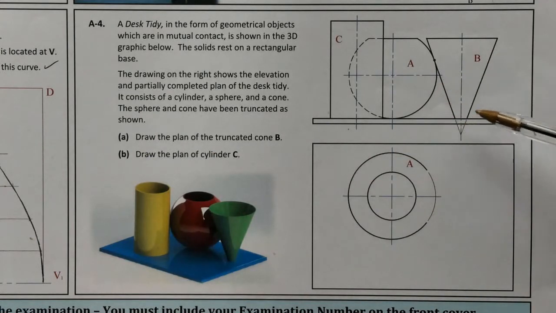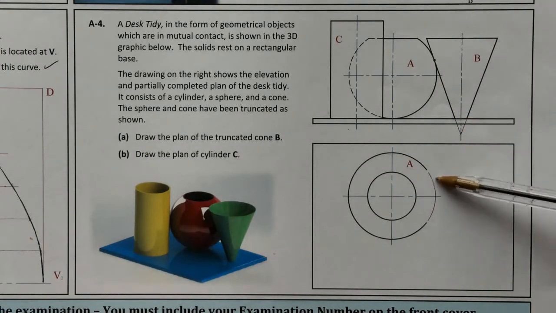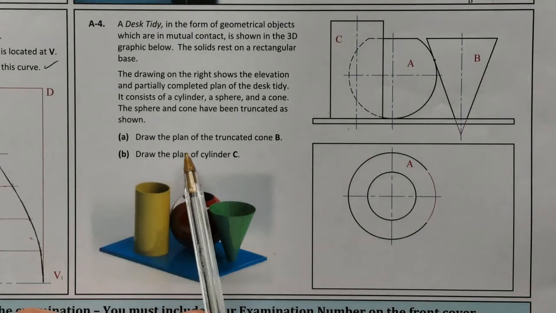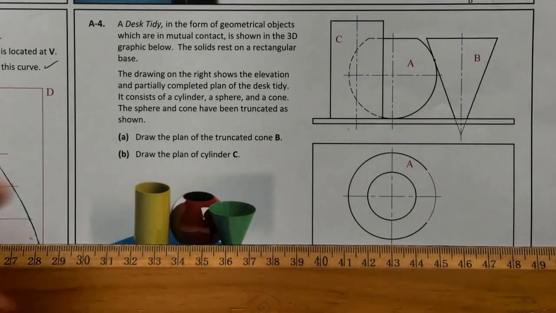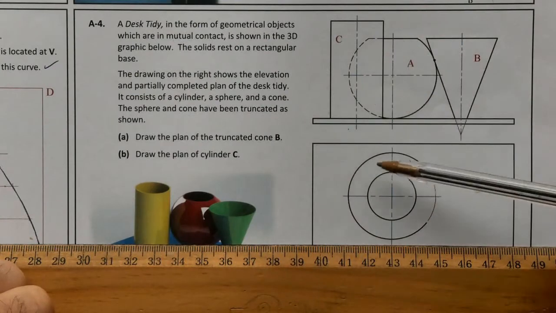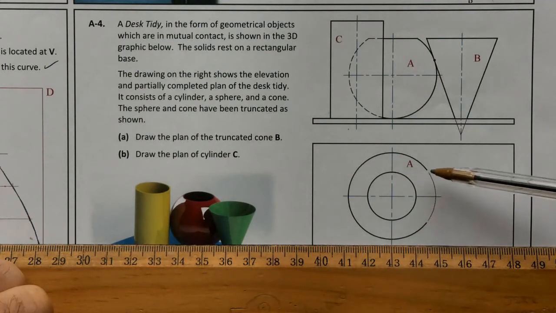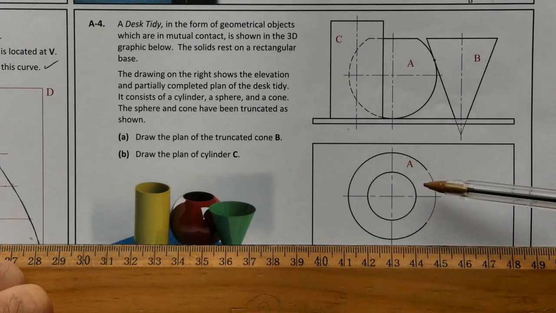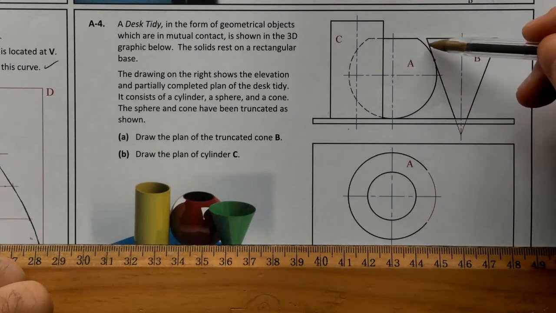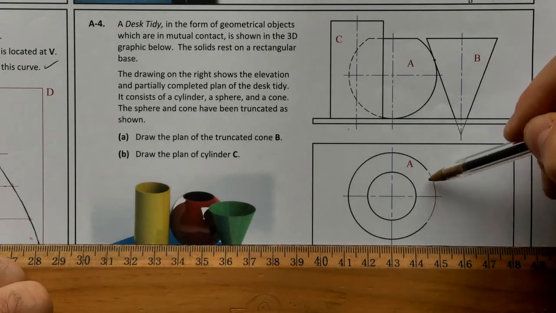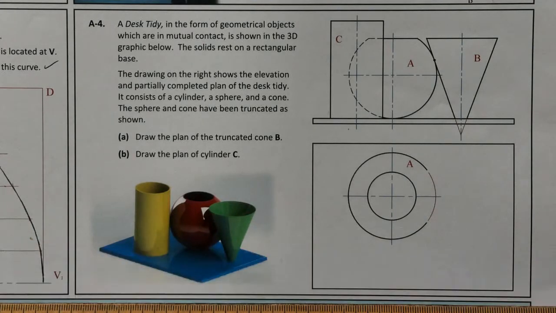What we have to do is draw the plan of cone B down here. And part B, draw the plan of cylinder C in its correct position down here as well. This is actually solids in contact. We have sphere A in its elevation, and we also have it in the plan view. They've left us a little gap here, because in our elevation, when we look down on top of it, our cone is going to slightly overlap the edge of the sphere. So they've left us that gap because we're going to have to put in a bit of hidden detail for our sphere.